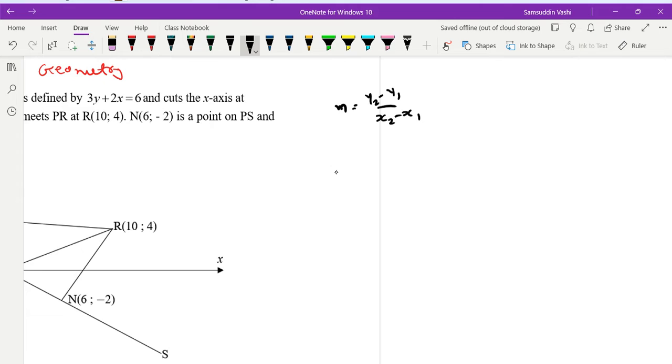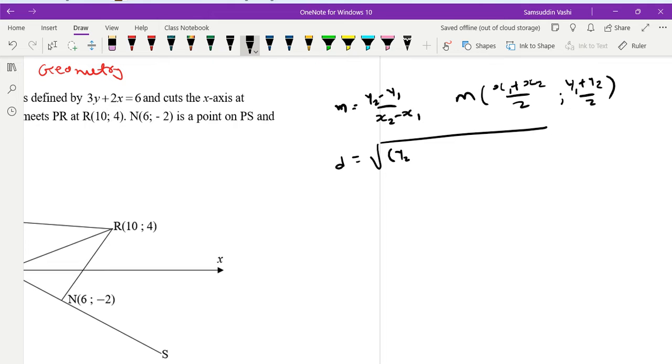Right? Then the midpoint formula. What is it? x1 plus x2 divided by 2, and y1 plus y2 divided by 2. Then the distance formula. What's the distance formula? Square root of y2 minus y1 squared plus x2 minus x1 squared.